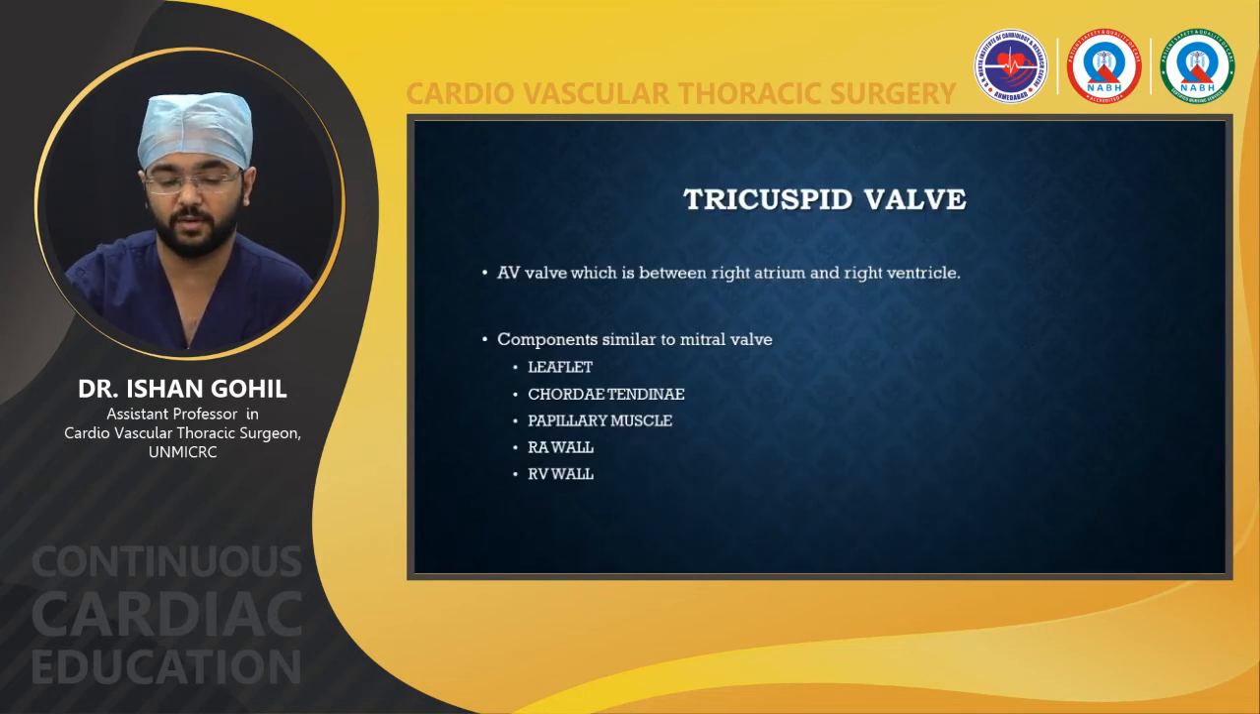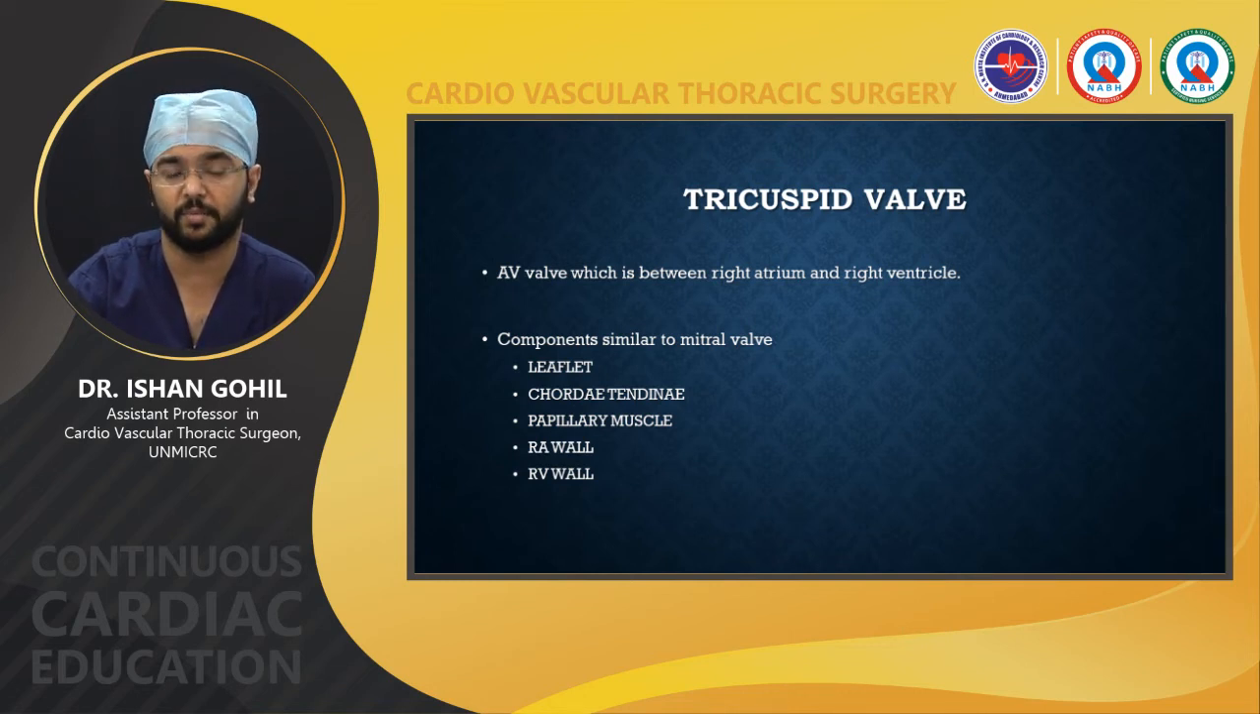Now we will talk something about the tricuspid valve. The anatomy of the mitral and tricuspid valve is similar in some fashions, but the main difference is that it is between the right atrium and right ventricle, as opposed to the left atrium and left ventricle of the mitral valve, and there are three leaflets in the tricuspid valve, hence the name tricuspid. The components are similar: the leaflet, the annulus, the chordae tendineae, papillary muscle. Also the RA and RV form a part of the tricuspid valve complex.